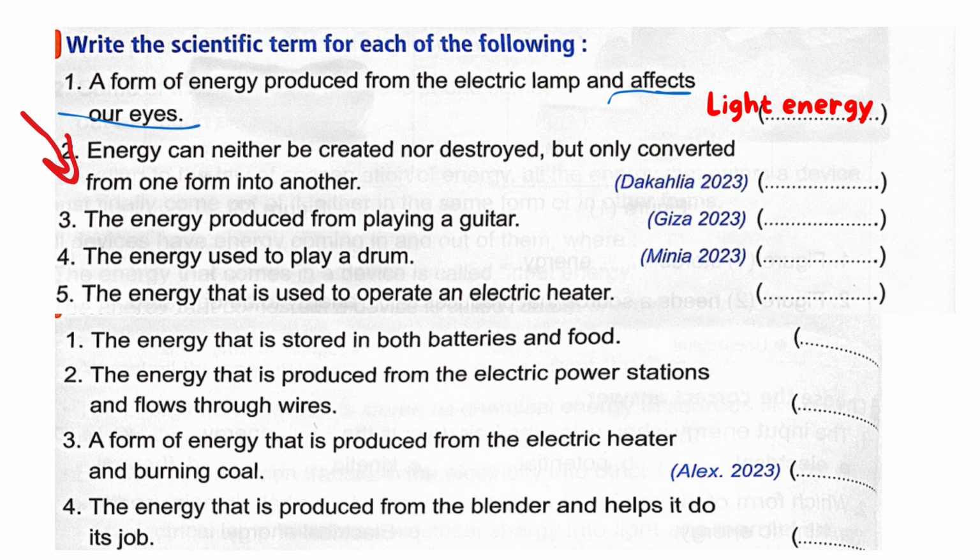Okay, as we see the light. So the answer here, light energy, a form of energy produced from the electric lamp and affects our eyes. Okay, here we have another question. Energy can neither be created nor destroyed, but only converted from one form to another. This is an important question that comes in exams, and this is the law of conservation of energy. So the answer here, the law of conservation of energy.